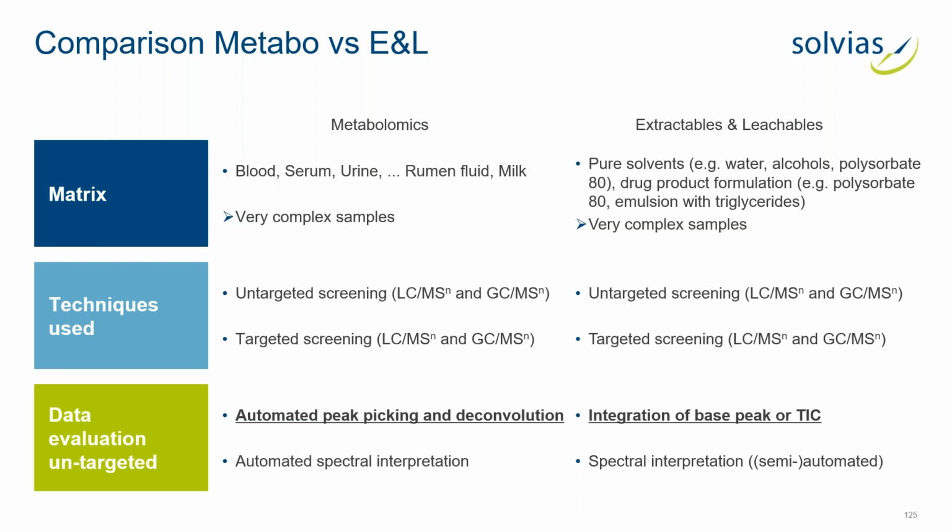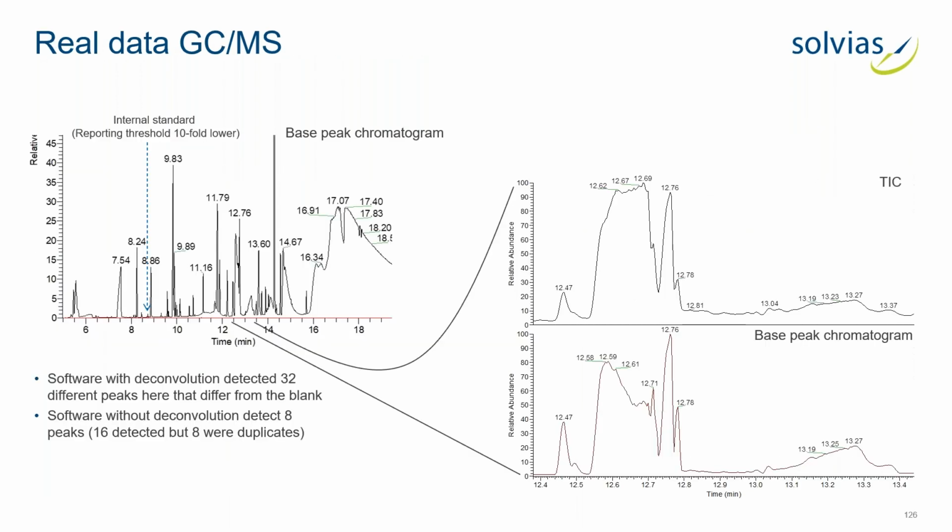Techniques are the same. So what is the approach of evaluating the data? For the metabolomics, there's since 10 years a very well-established workflow to do it automatically to get the maximum of information out of it that is needed. For the extractables and leachables, we are still looking at the base peak chromatogram and at the TIC. This might not be the best.